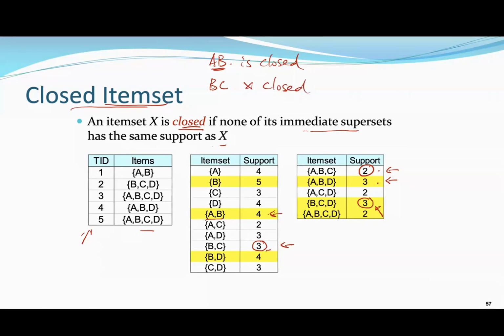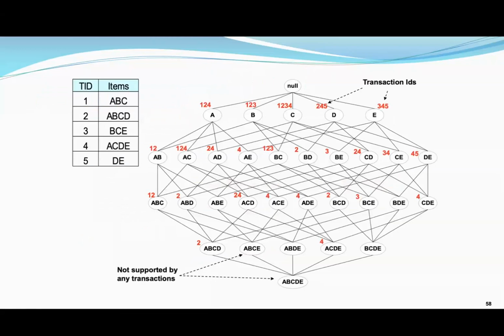So that's the definition of closed item set. If you give me X and ask me whether it is closed, I check all its immediate supersets. If none of them has exactly the same support count as X, then X is closed. It's slightly complex, right? Now, what do we need? This is quite interesting.